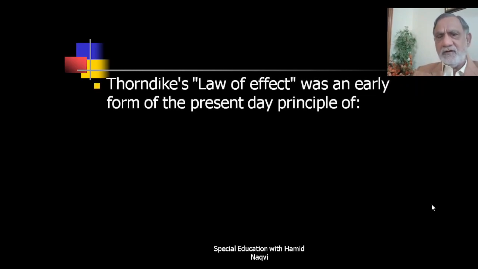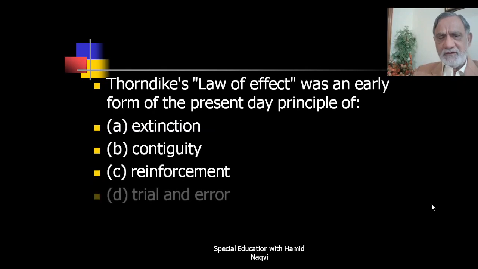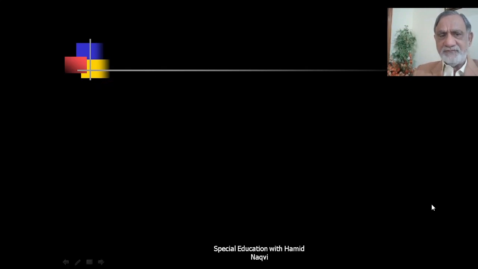Thorndike's law of effect was an early form of the present-day principle of extinction, contiguity, reinforcement, or trial and error. The correct answer is C, that is reinforcement.